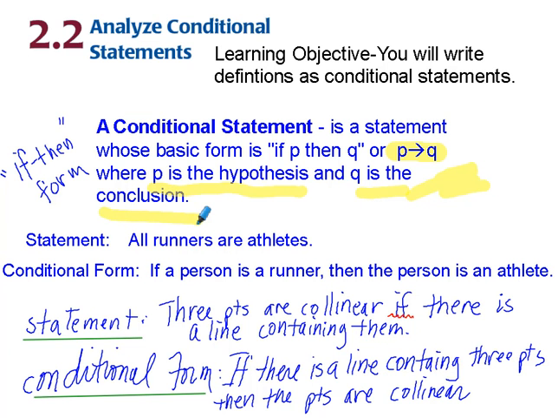So if we consider a statement, all runners are athletes, the conditional form is the if-then form. If a person is a runner, then the person is an athlete. So we can make a conditional statement from a regular statement. If we have the statement 3 points are collinear if there is a line containing them, you would write the conditional form: if there is a line containing the 3 points, then the points are collinear.